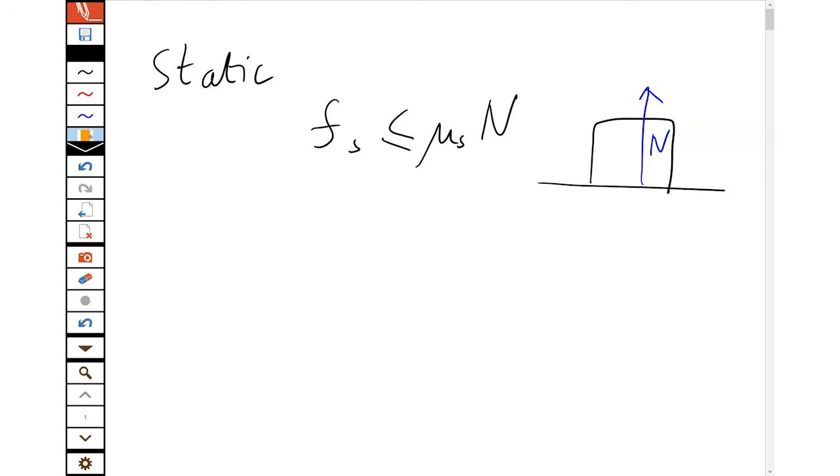Now sometimes people look at this and go, hang on, less than or equal to, what's this about? We don't do conditional mathematics in this course. But what this means is the force can go up to this maximum value. The maximum static friction is the coefficient of static friction times the normal force.